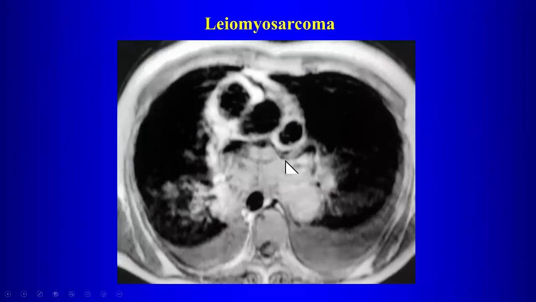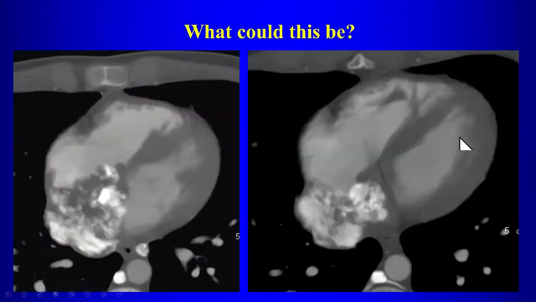Here's an example of a leiomyosarcoma, and the other types of sarcomas more often occur on the left side. This one next to the left atrium. Okay, this is a very rare and unusual tumor in this case. So you guys over here, any guess as to what this might be?